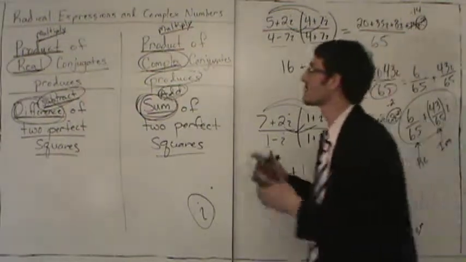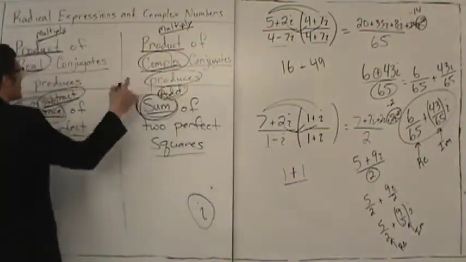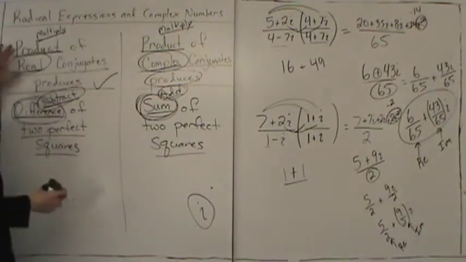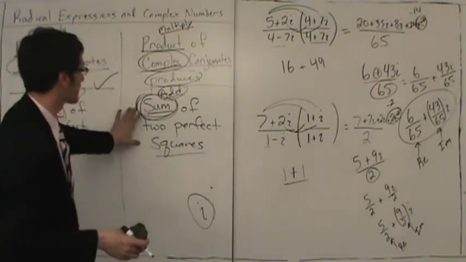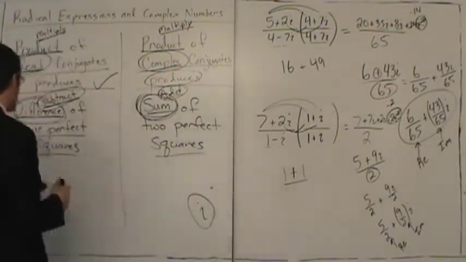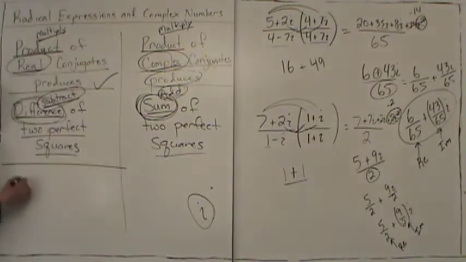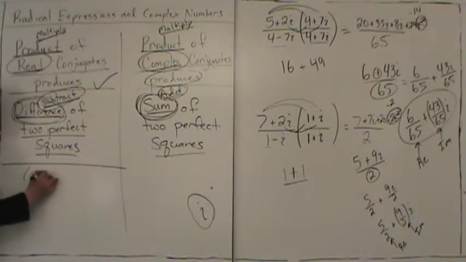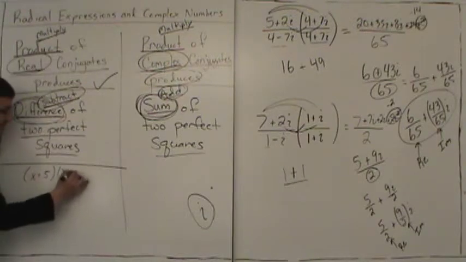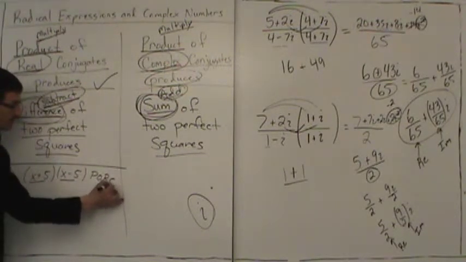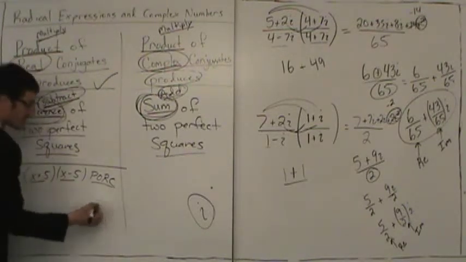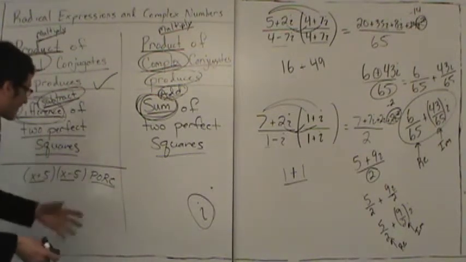Yes. The primary, most important thing you need to know from this lesson is that a product of real conjugates produces a difference of two perfect squares, and a product of complex conjugates produces a sum of two perfect squares, and we're going to label this in the future. So we're going to see x plus 5 times x minus 5. We are going to call this a product of real conjugates, P-O-R-C. Students sometimes say pork. That's one way to remember it.